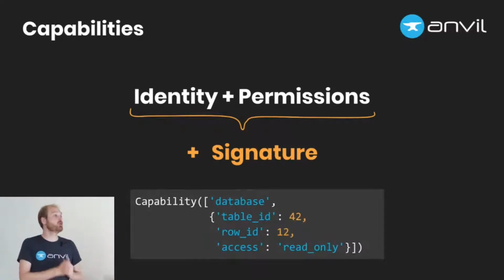You can, of course, construct these yourself as well. So here we are constructing a capability object scoped to the database and then table ID 42 and row ID 12, and the access is read-only. And if we get passed one of those objects into server code, we can validate it and say, yes, it is genuine, and this is the scope. This is the identity and permissions that it was created with. And if that's genuine, then we can trust it because we must have given it to the client for it to have come through.